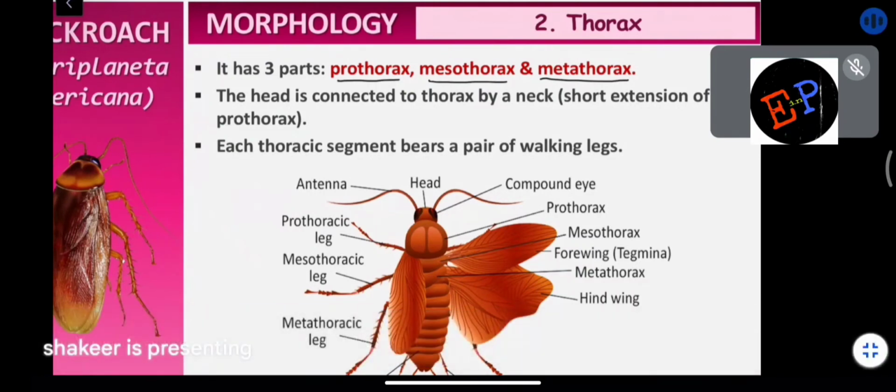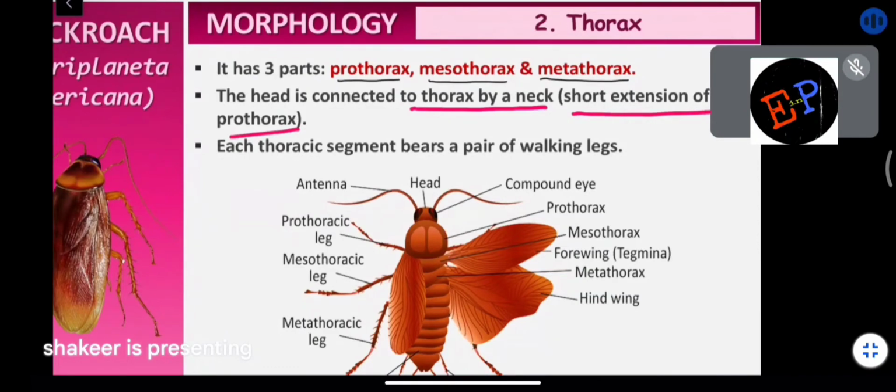Are you able to understand? But it doesn't have a very well differentiated neck like human beings. Human beings have a well differentiated neck, no? But that type of neck is not present. So just this prothorax behaves like a neck, and to that prothorax the head is attached. Clear? So the head is connected to the thorax by a neck. Neck means not an original neck, just a short extension of the prothorax.